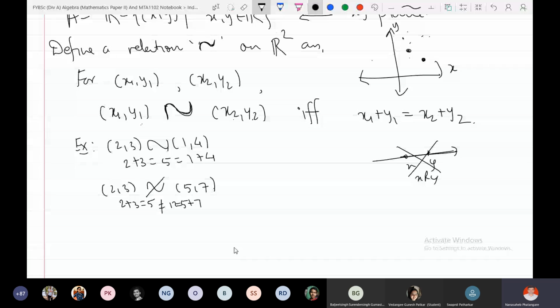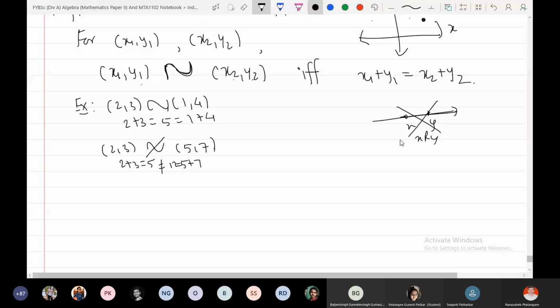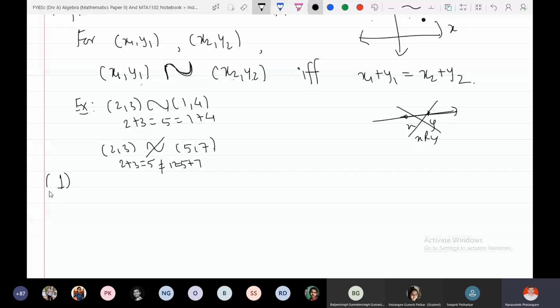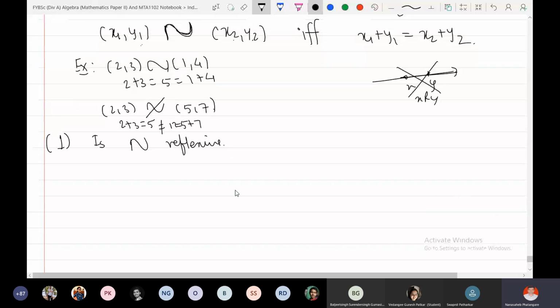Right. So now you understood what this relation actually is? Yes, sir. If the sum of two components is equal, then these two points in the plane are related. Now, the first part: is it reflexive? Is this relation reflexive?